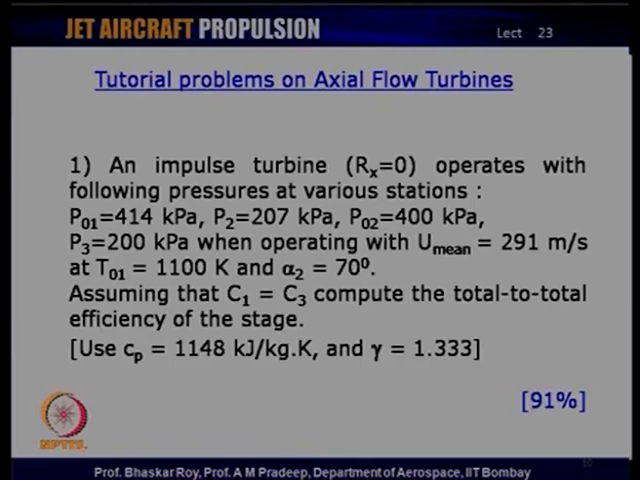What is asked for is to compute the total efficiency of this particular stage. Prescribed are the values of Cp and gamma, which are the normal values. Cp is 1.148 kilojoules per kg per K, and gamma is 1.333. If you use those numbers, you would probably get an answer close to 91% as the efficiency of this stage. I hope you can sit down and solve the problem using the method that we have adopted before.